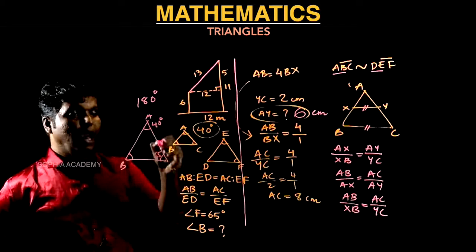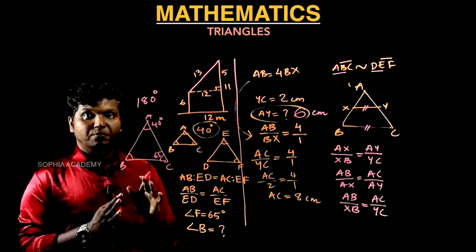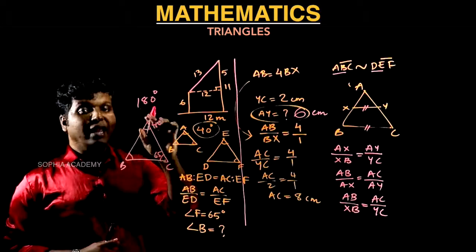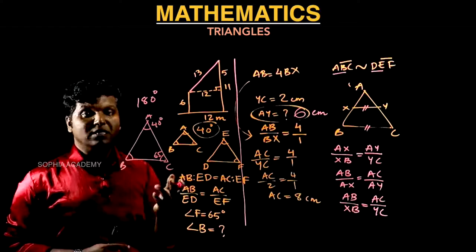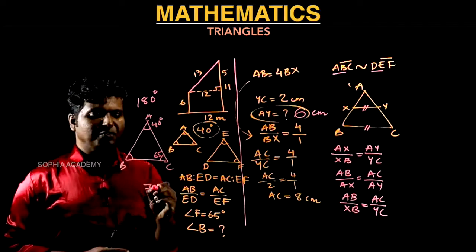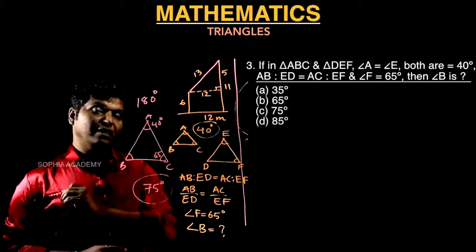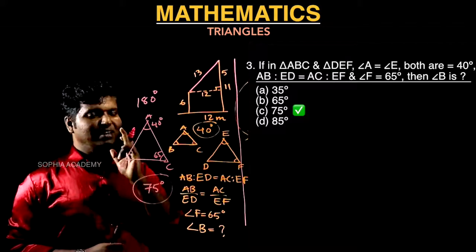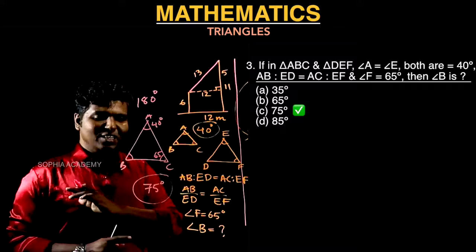So what about this one? Add those 2 things. What did you get? You got 105. So what will be this one? 180 minus 105, how much is it? 75. So 75 degree will be the right answer. 75 is the correct answer. So angle B is 75 degree. Hope you understood, right? So that much.